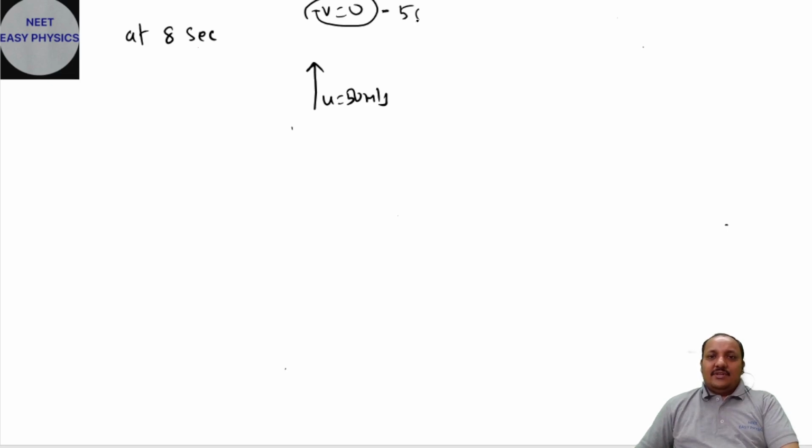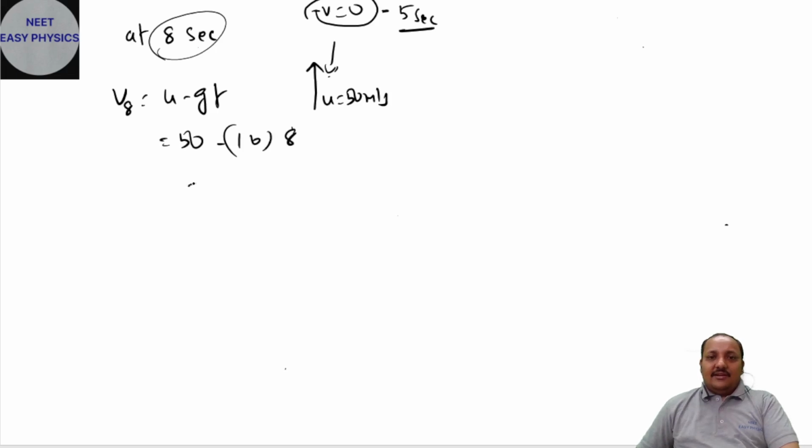Now same question. They're asking what is the change in velocity at 8 seconds? Initial velocity u is equal to 50 meter per second. After reaching maximum height, its final velocity will become 0. To reach maximum height, it is taking 5 seconds, which means at 8 seconds it is coming downwards. Now what is the velocity at 8 seconds? V8 is equal to u minus gt, 50 minus 10 into 8. How much will you get? 50 minus 80, minus 30 meter per second.